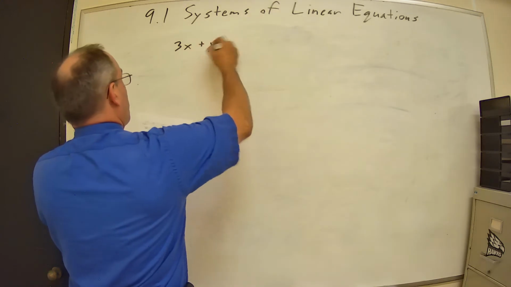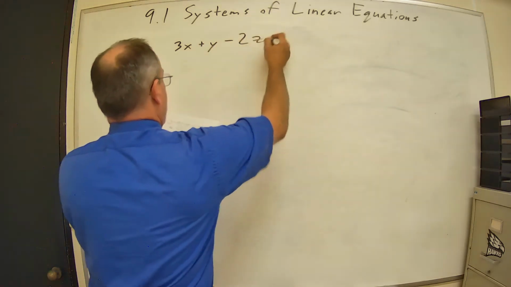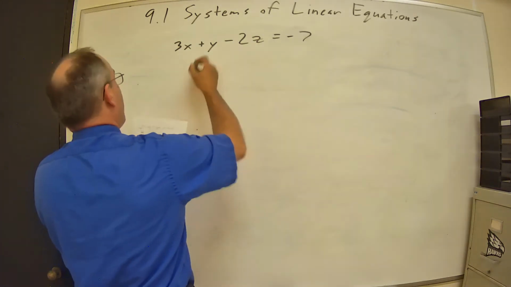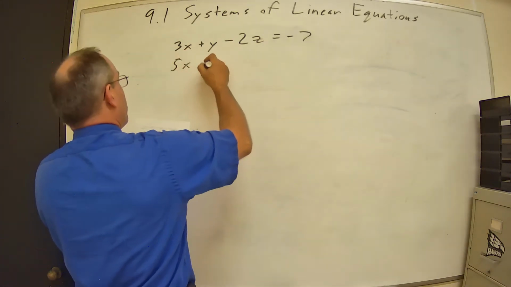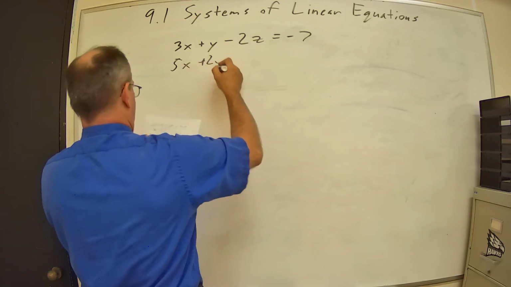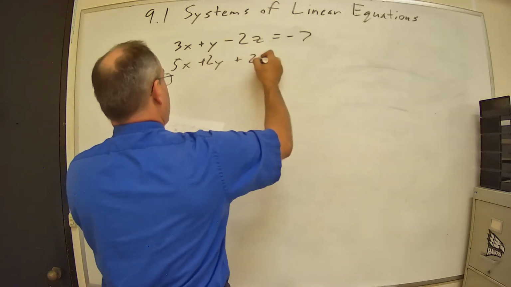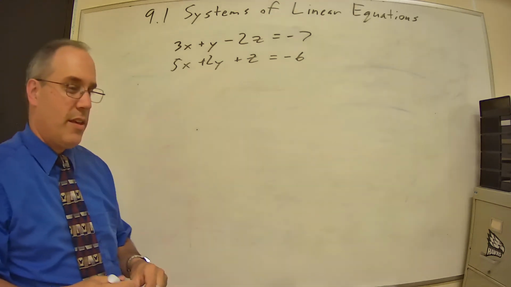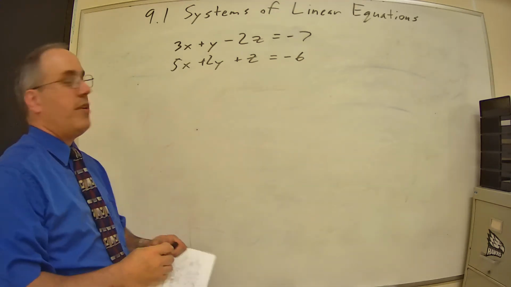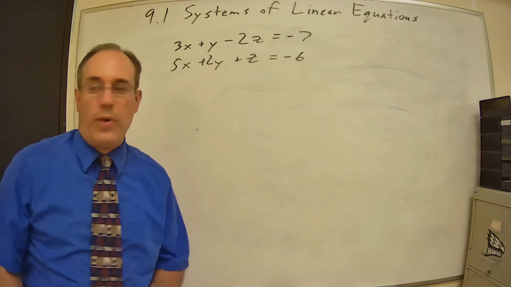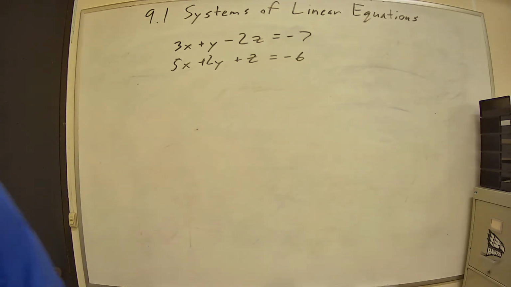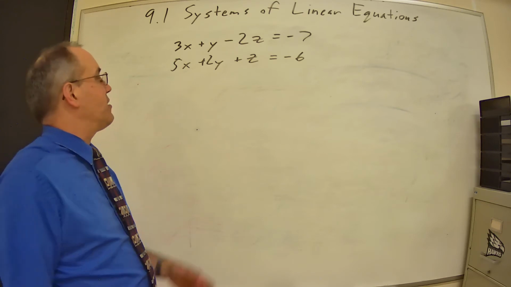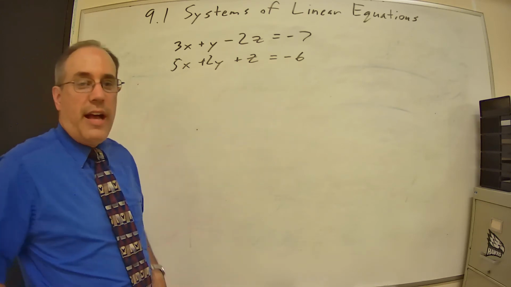3x plus y minus 2z is equal to -7. 5x plus 2y plus z is equal to -6. Now, as you can see, we have three variables and only two equations. So if that's the case, how do we solve it?